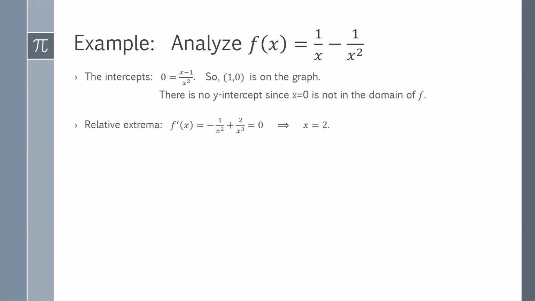Extreme values. We take the first derivative, set it equal to 0, and solve for x. In this case, x is equal to 2. We can see that f is increasing on 0 to 2, and it's decreasing from negative infinity to 0 and from 2 to infinity.